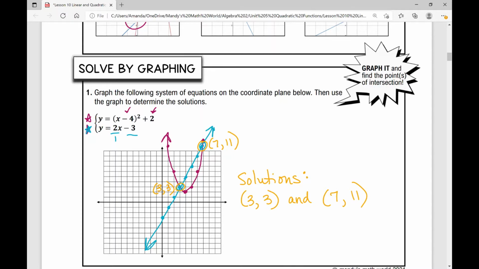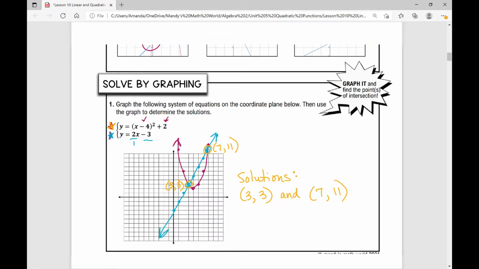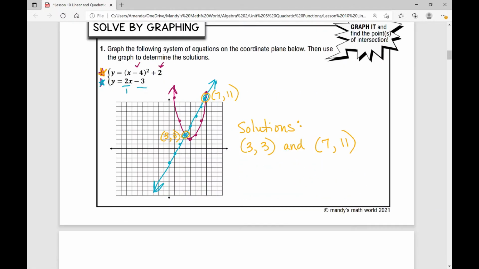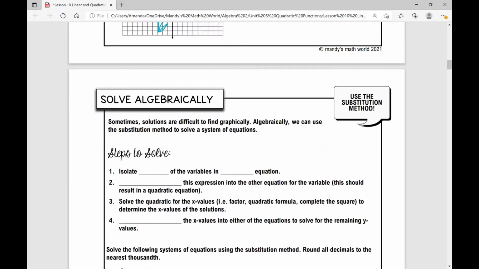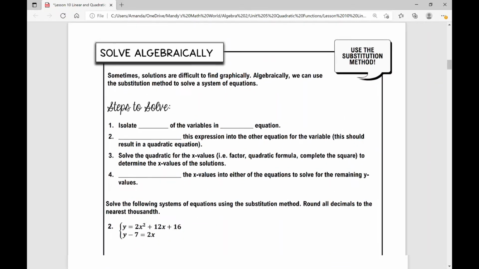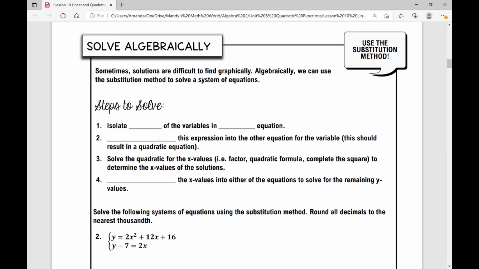So you can solve by graphing. I like to use the graphing method, A, when I have a graph handy, and B, whenever I have my quadratic written in vertex form. That's really easy to graph. If you think it's really easy to graph. If not, then you might want to use this next method, which is another highly popular method.